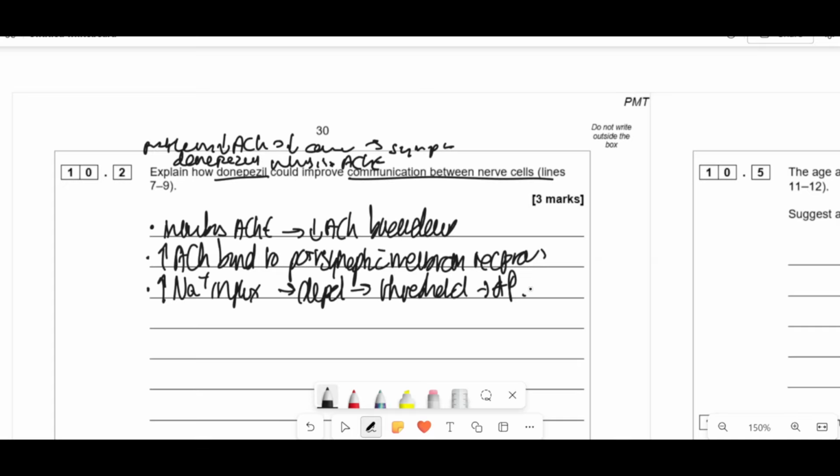Lots of people didn't even talk about the postsynaptic neuron. They were just like, there's more ACh here. You need to describe from start to finish the communication between nerve cells. The nerve cells communicate by releasing a neurotransmitter, which binds to a receptor, and then it opens Na+ ion channels to cause depolarization. Donepezil contributes to this.